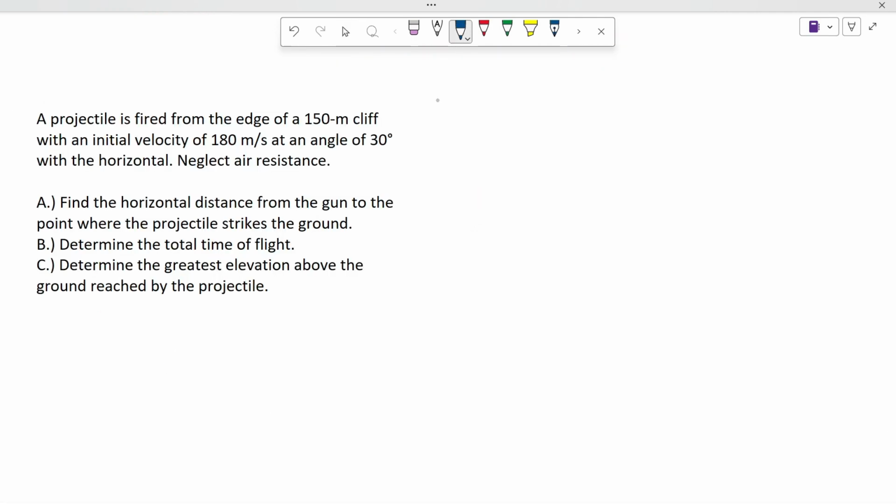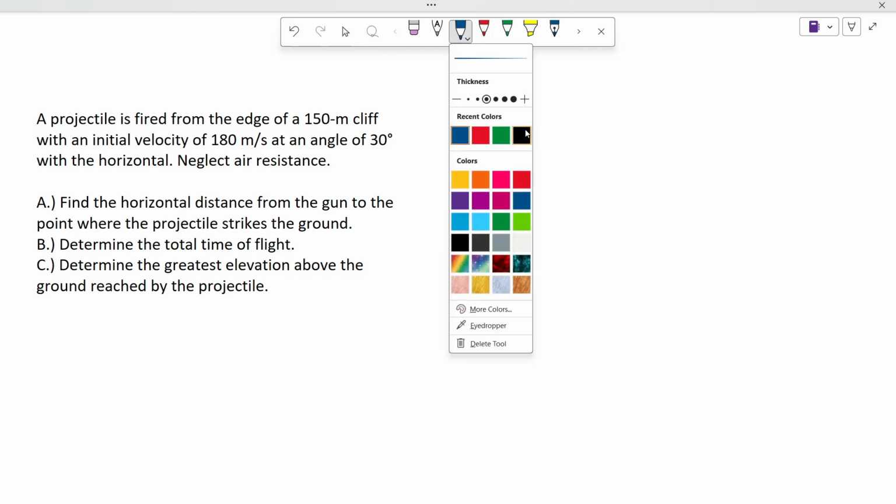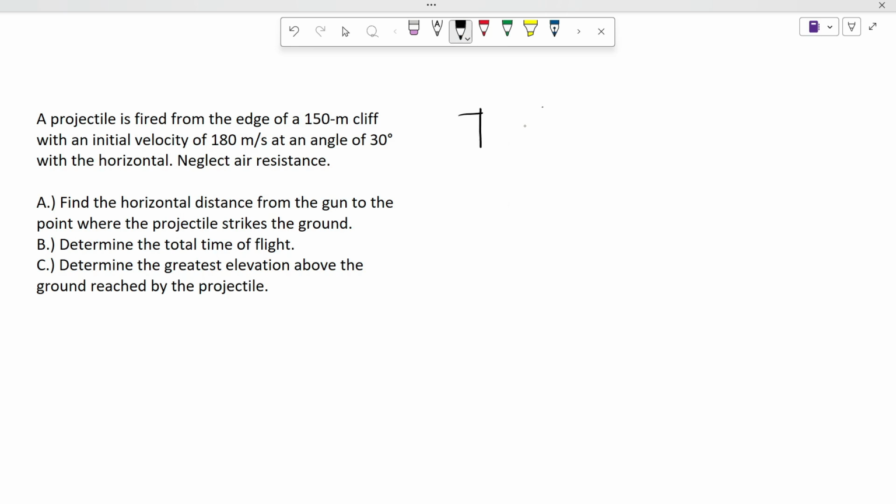Okay. Next problem: a projectile is fired from the edge of a 150 meters cliff. So let's draw it. So, a 150 meters cliff.